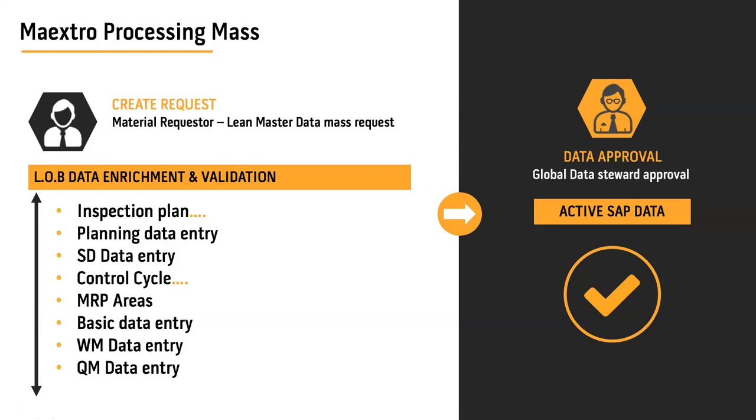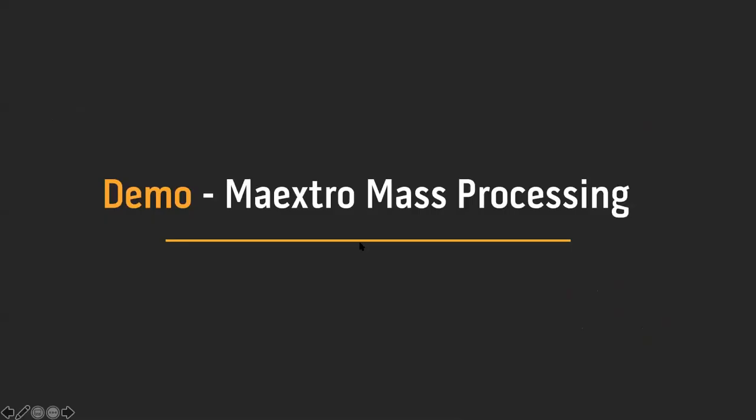We can do stuff around inspection plans, control cycles, which typically sit outside of that MM01 transaction for creating master data. So we're going to put on a request. Maestro is going to take care of all this, and we're going to send it off for approval, where that approval step is automatically going to create the data. So with that, I'm going to stop talking and hand across to my colleague, Feroz.